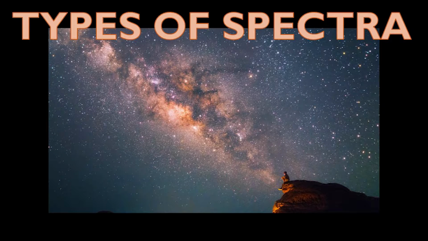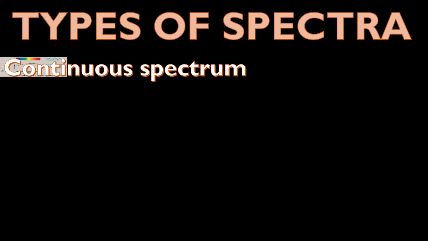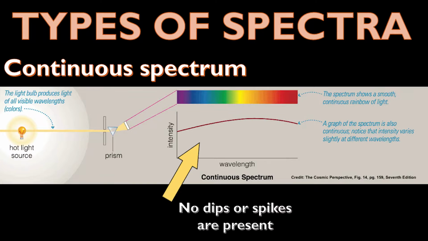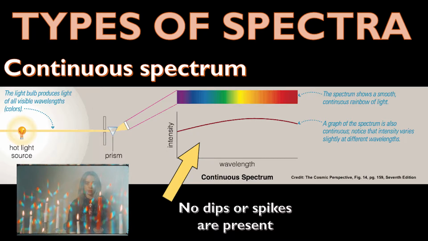There are three basic types of spectra when studying light. When a source produces a light spectrum with no features, such as no dark or bright lines, nor spikes or dips, it is called a continuous spectrum. The visible light spectrum generated by an incandescent light bulb, for instance, is a rainbow, and it shows a continuous transition from one color of light to the next, so it is a continuous spectrum.